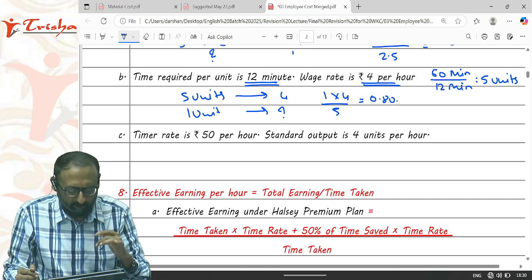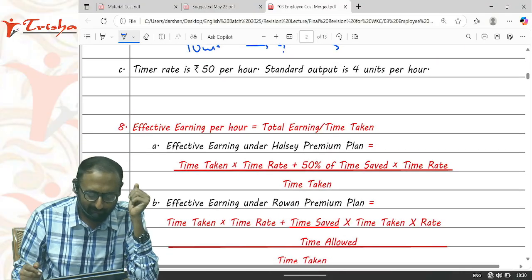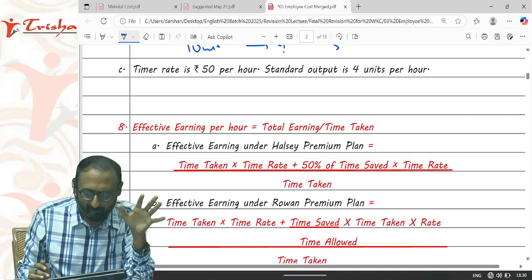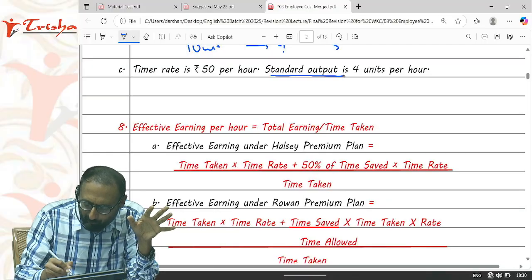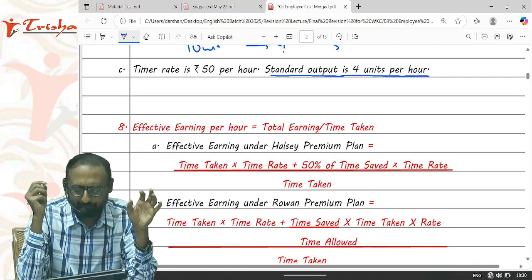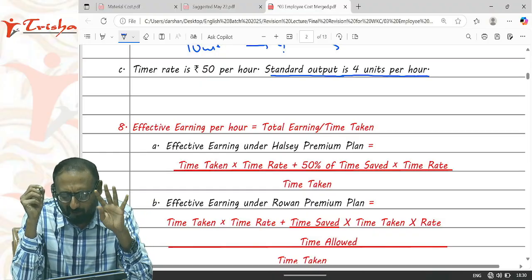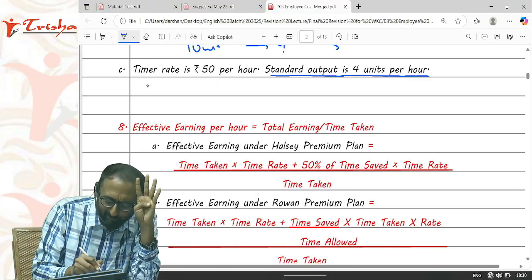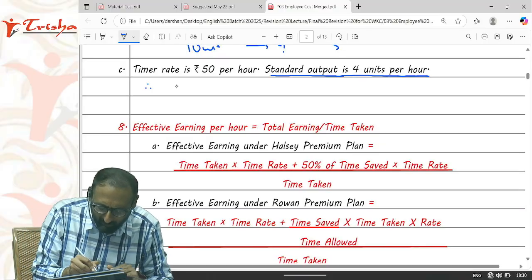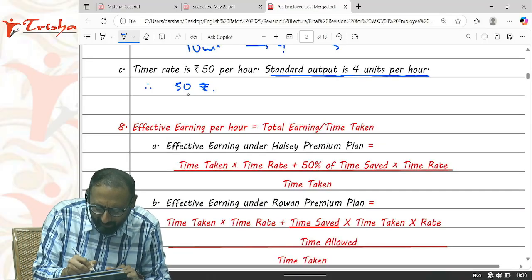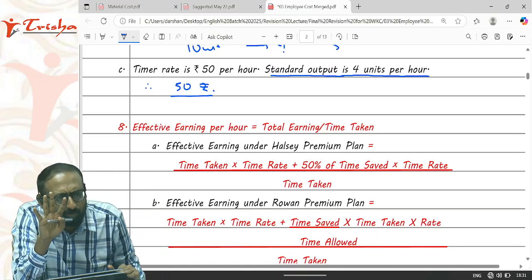Yes or no? Immediately let's go to the third question. Time rate is 50 rupees per hour. Be careful, Sarji. Standard output is 4 units per hour. Now you check, direct information is given. You are paying the worker 50 rupees and that worker is giving back to you 4 units. Yes or no? Directly given.